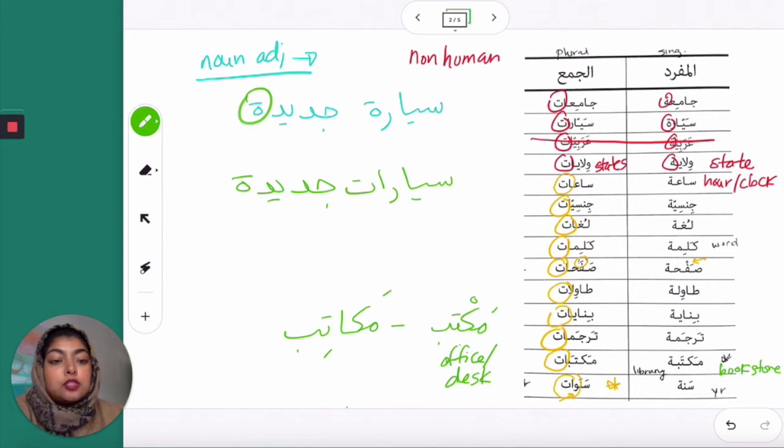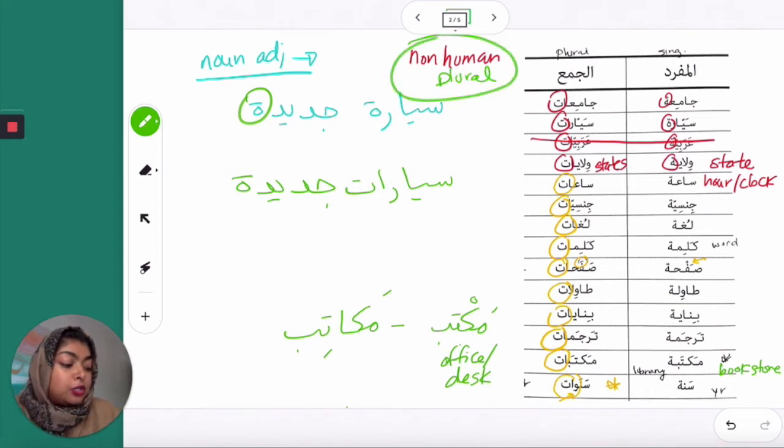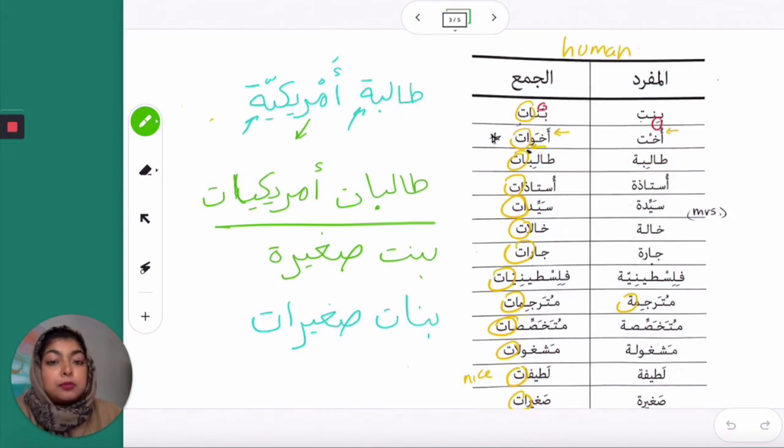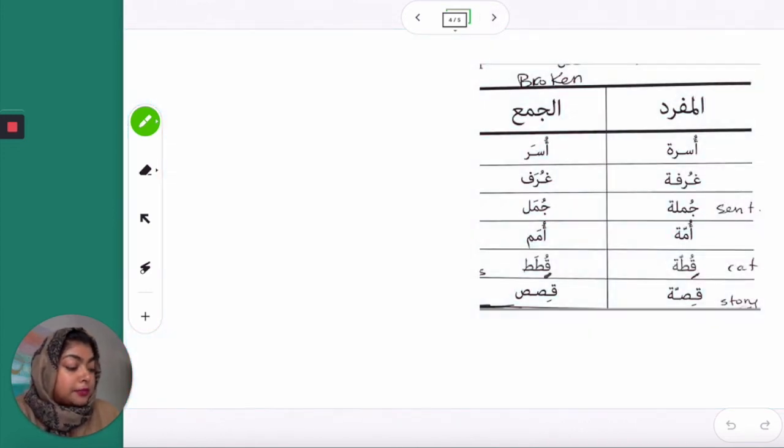Okay? So anytime you have a non-human plural, the adjective will always be feminine singular, meaning it'll usually end in a ta marbuta. If you have a human plural, it will match completely. So it has to be plural. Both the noun and the adjective have to be plural. Okay, let's look at some other examples.